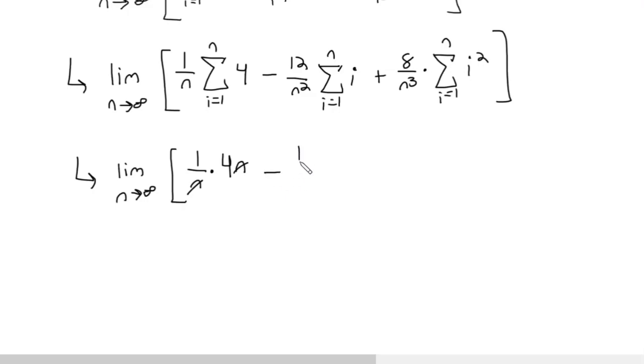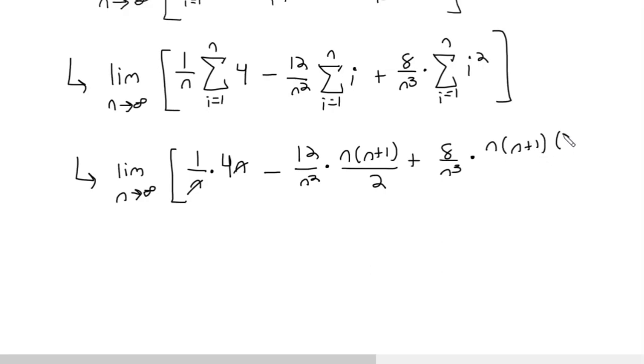Okay, so minus 12 over n squared. And then, well, what is sigma of i? Remember that sigma i was simply n times n plus 1 over 2. That worked out nicely. And then plus 8 over n cubed, times, well, what was sigma of i squared? It was n times n plus 1 times 2n plus 1 over 6.